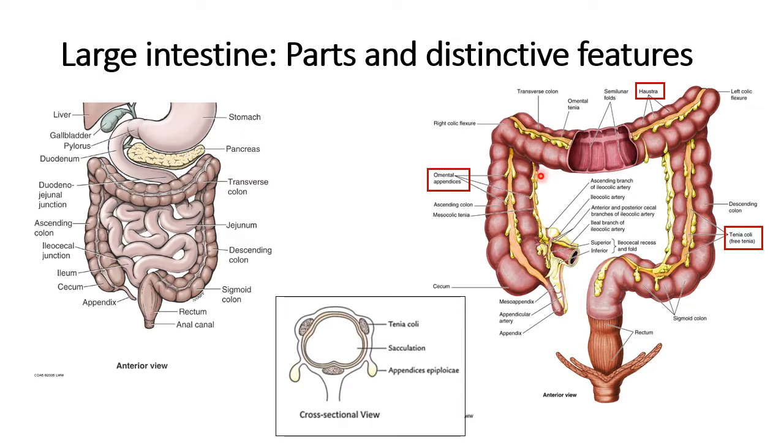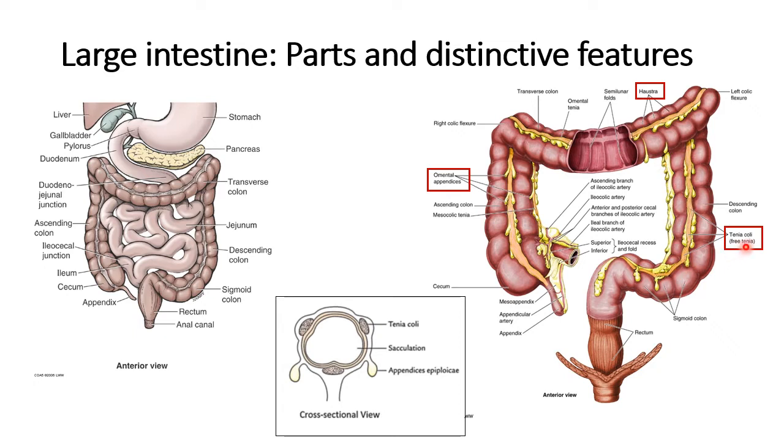The second feature is these appendages of fat, so we call them omental appendices or epiploic appendices or epiploic appendages. You find them in large intestine, you don't find them in small intestine. And the third feature are these haustra, these bulging of the wall. We call them the haustra or the haustrations. Now these are the three external features. Internally, you will find the semilunar folds in the inside wall of the large intestine. So these are the three features.